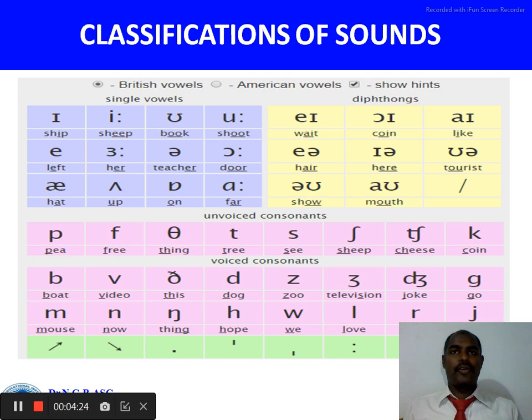Next one is voiced consonants. With these voiced consonants, we feel some vibration in our vocal cords. For example, boat, video, this, dog, zoo, television, joke, go, mouse, now, thing, hope, we, and love. So these are called voiced consonants.